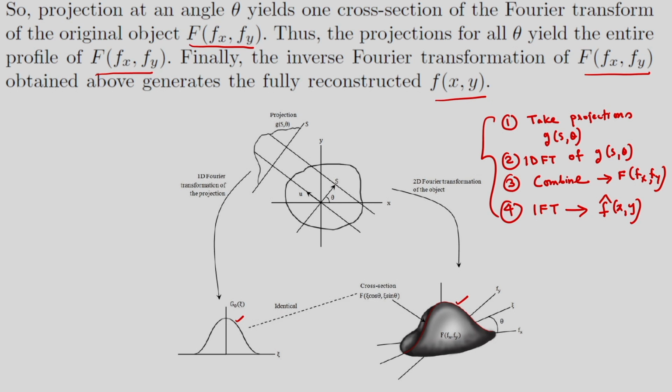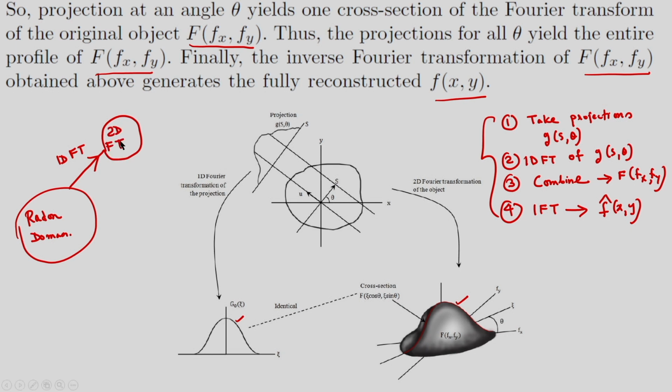And one thing is important. In the Radon domain, suppose I take the 1D Fourier transform, that means I will be getting the 2D Fourier transform. From the 1D Fourier transform I can get the 2D Fourier transform, because you can see this is the 1D Fourier transform. So, if I combine all the 1D Fourier transforms, then I can get the 2D Fourier transform, that is, the 2D Fourier transform is this.